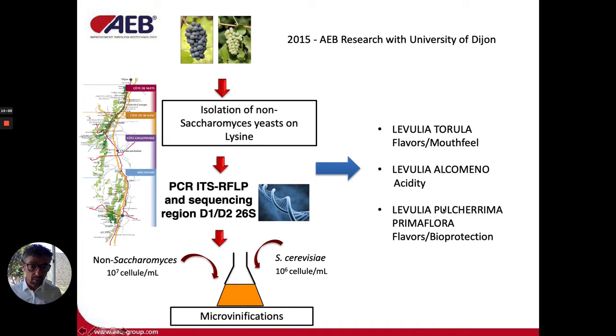Levulia pulcherrima, which is Metschnikowia pulcherrima strain. It's normally used for bioprotection because it releases pulcherrimic acid, which is very active against lactobacillus and Brettanomyces. So we have a product called Prima Flora, which is supposed to be used even on the grapes if you can, but definitely as early as you can, in the press or at the crusher, and that's something that can substitute SO2.